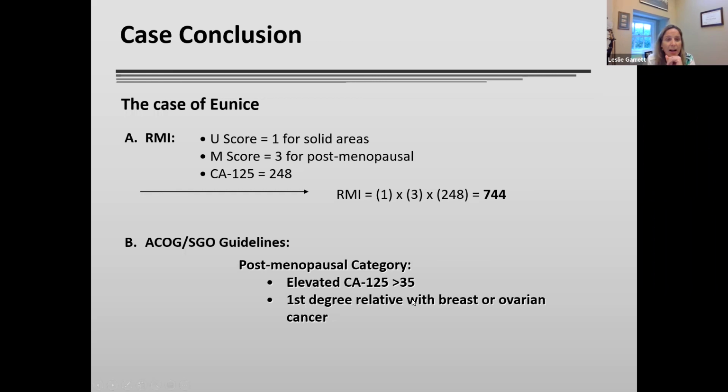And lo and behold, she had a malignant cancer of her fallopian tube, and also a BRCA gene mutation that, had we tested her back at her diagnosis of breast cancer, we perhaps would have caught this or prevented this. And she ended up dying of her fallopian tube cancer.